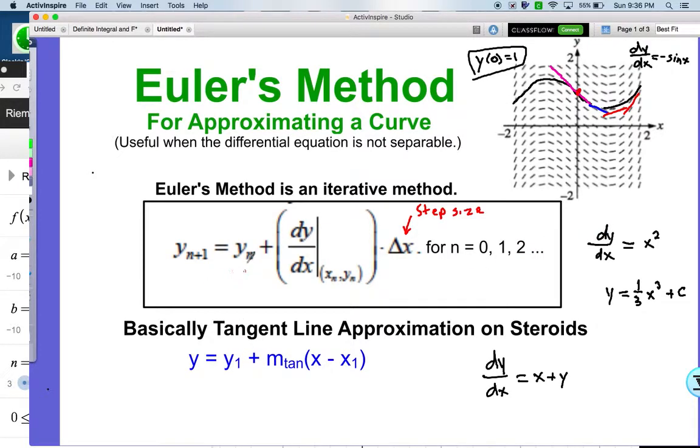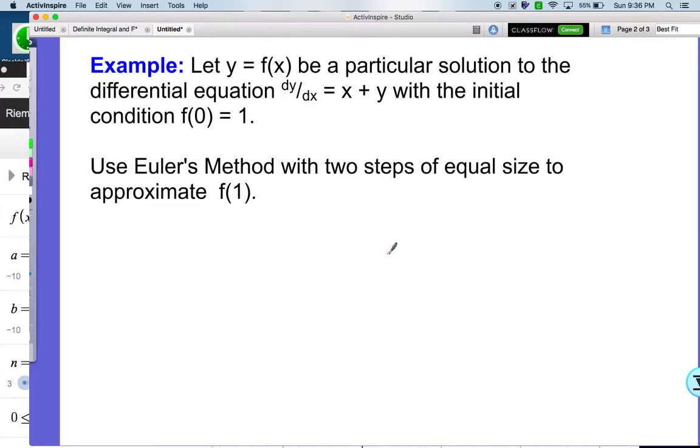If you notice here, that's kind of like the tangent line approximation. Your y sub n is your y sub 1, but that'll change for each step. Your m tan, that's your derivative. And then the delta x is simply the x I'm at minus the x I was at previously. So that's your change in x, or your step size. This is a change in x, a delta x. And so I say here we're approximating a curve. What we really do is we're trying to find values of a function.